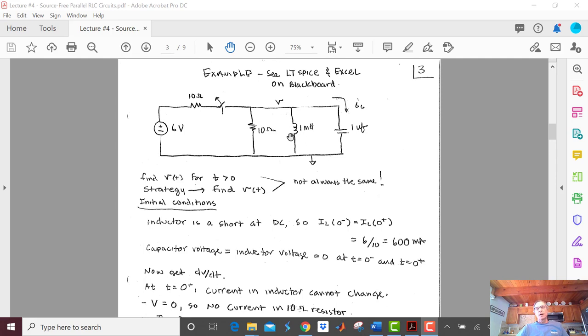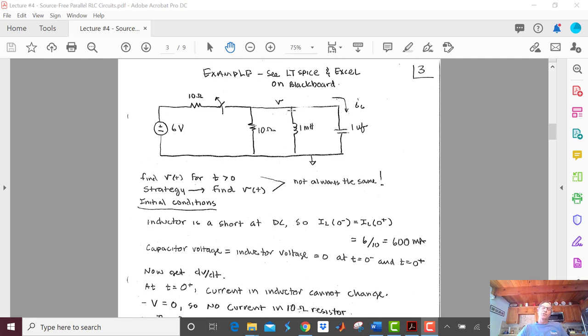So it's going to have some current through it at t equals 0 minus. So at t equals 0 minus, I have 0 volts here, right? And I have no current through the capacitor, because the capacitor does not conduct current at steady state. And I have no current through the resistor because there's 0 volts across it. But I can have all the current I need through this inductor.